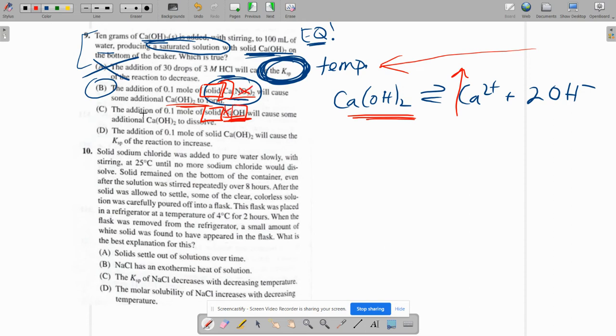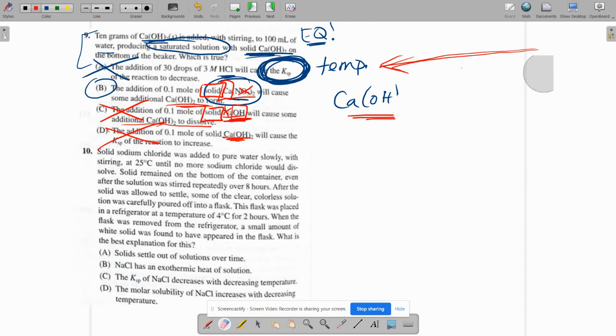So this one is a common ion effect as well, but you're increasing the OH minus, so it would also shift backwards and make more precipitate. But it's saying right here the exact opposite, that calcium hydroxide would dissolve. So C, not true. D, the addition of 0.1 moles of solid calcium hydroxide would cause Ksp to change. Nothing's going to change Ksp. So really good conceptual question.